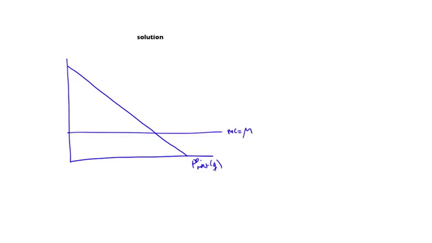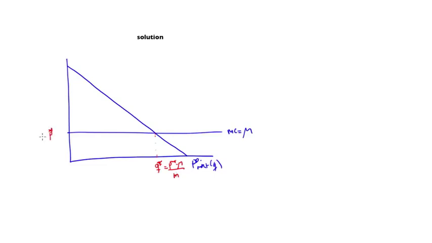And we know that in a competitive equilibrium, this is the total quantity produced, which is equal to P max minus mu divided by M. We also know that this is the equilibrium price.